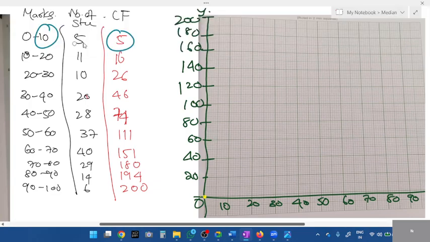Fine. For ogive graph, what are the two things I told you? Upper limit and class frequency, cumulative frequency. First, upper limit 10. For 10, what is the cumulative frequency? Cumulative frequency should be 5. But you can't mark 5 lines. What is the line I told you to remember? One line is equals to how many marks? How many students? One line is equals to 2 students, right?